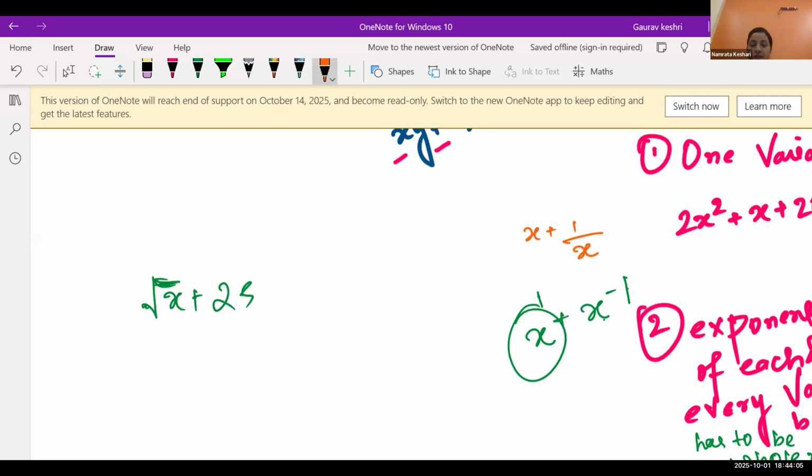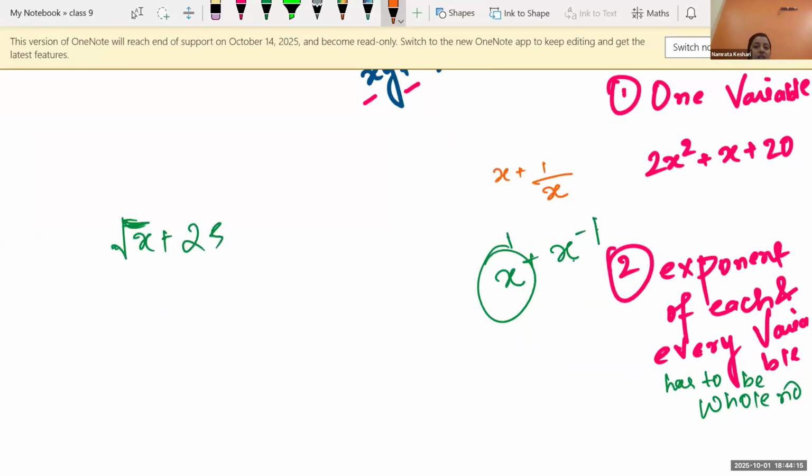Yeah, ma'am. Okay, so there are two conditions to be a polynomial. These two conditions need to be fulfilled. Any algebraic expression, if it fulfills these two conditions, which are written on the right side with the pink marker, is a polynomial. The first condition is that one variable has to be there.